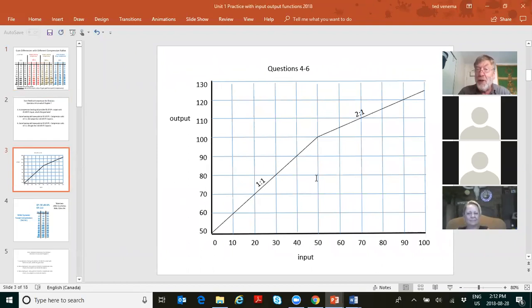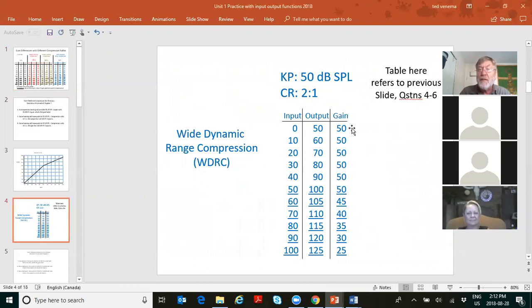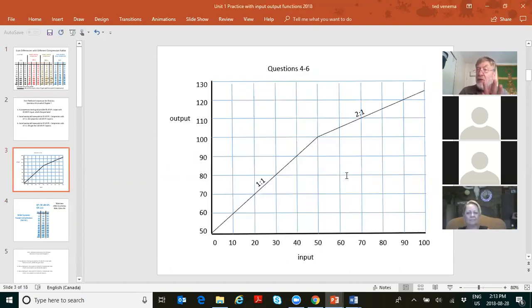Okay, so if you follow 50 in, 100 out, what's the gain? 50 in, 100 out, 50. Because all these are underlined here because this is showing you where the compression has begun. All of these are just showing you where the gain was linear. For 0 inputs all the way up to 50 inputs, the gain was linear. Look at this, the gain was 50, 50, 50, 50, and 50. All I'm doing is making a table describing this picture here.